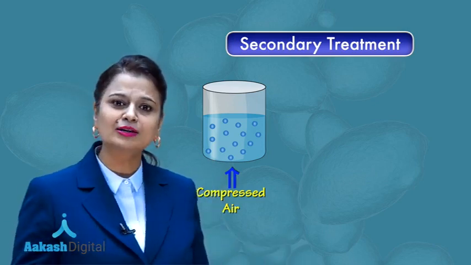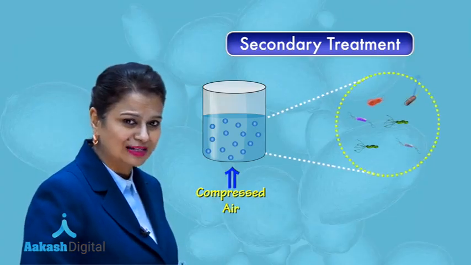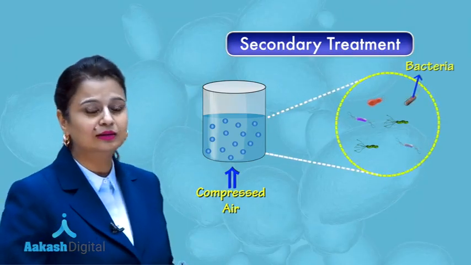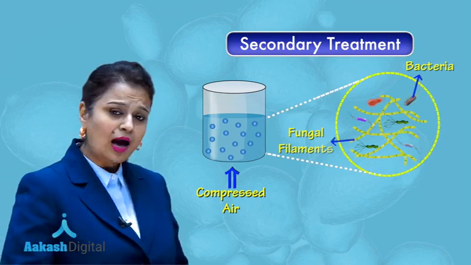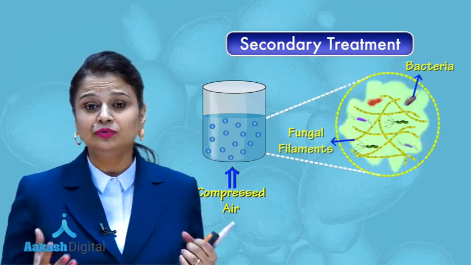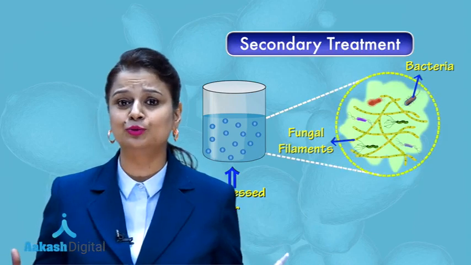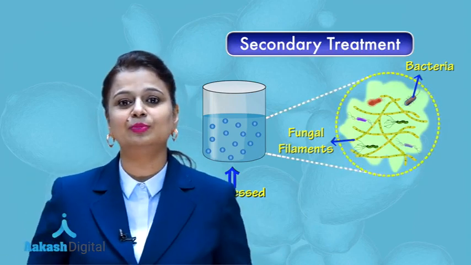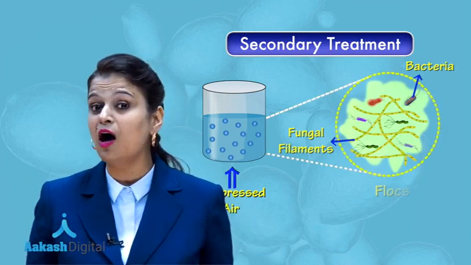Now what are flocs? They are unicellular bacteria entangled in the filaments of fungi, and this whole mass is held with the help of slime layer. This group of microbes gives mesh-like appearance and it is known as flocs.